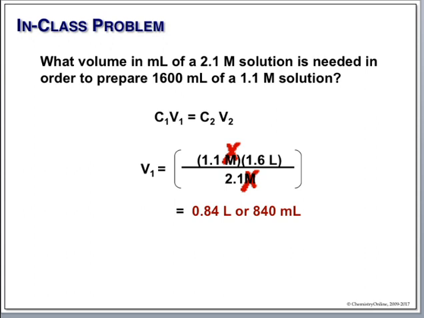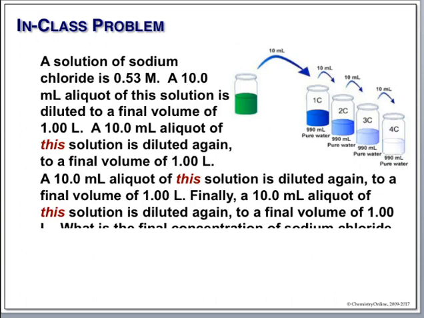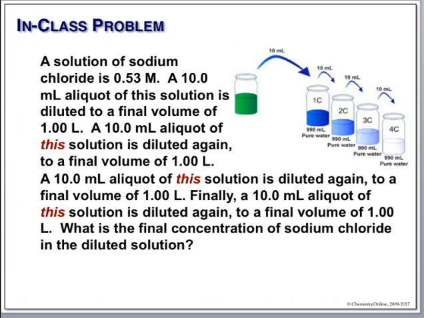All right. Let's look at this a little more closely. I'm going to say we're starting off with 0.53 molar. I'm going to take 10 mils, add it to 990, make a liter. Calculate our new concentration. I'll take 10 mils of that, calculate a new one, and a new one. Our real question is, when we hit the end here, what's our concentration?